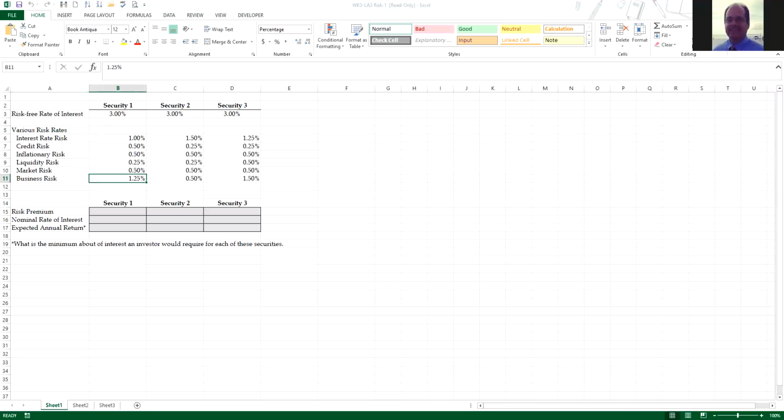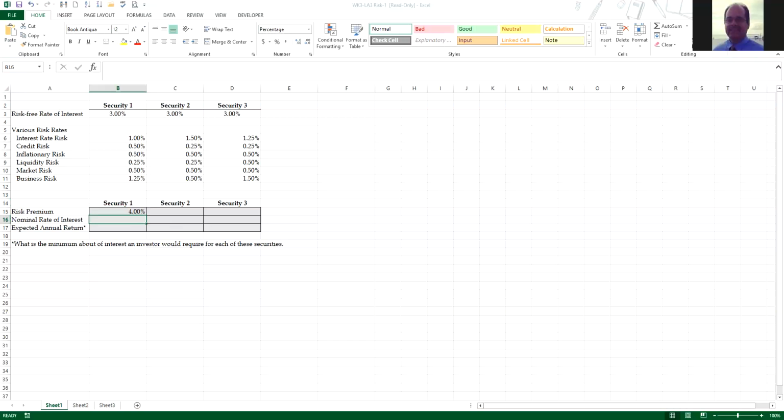So I'm going to calculate the first one for you, and then by watching that, you should be able to duplicate that for the remaining securities or remaining interest rates. Okay, so as you recall, the risk premium is going to be the various interest rates. So to put in the formula, you always start with an equals, and then we're going to add the various risk rates. Okay, so 4% is your risk premium.